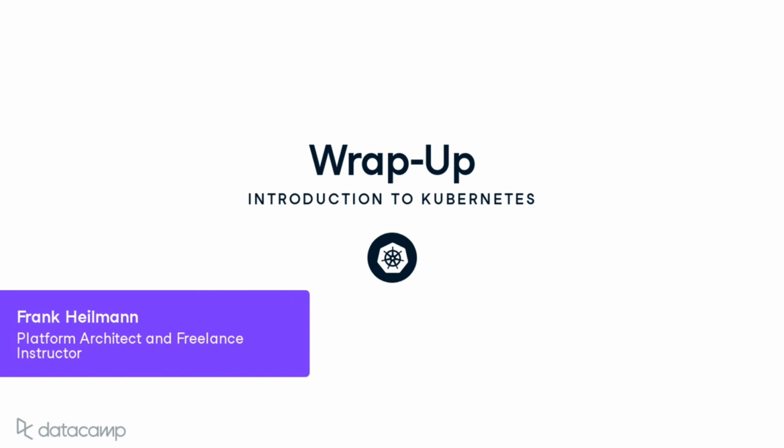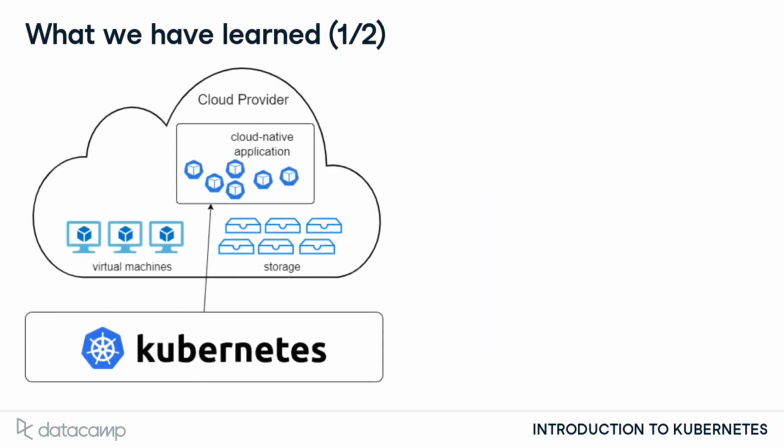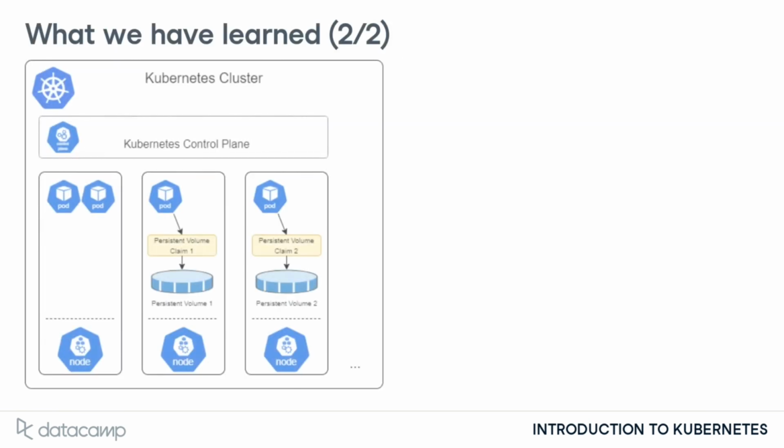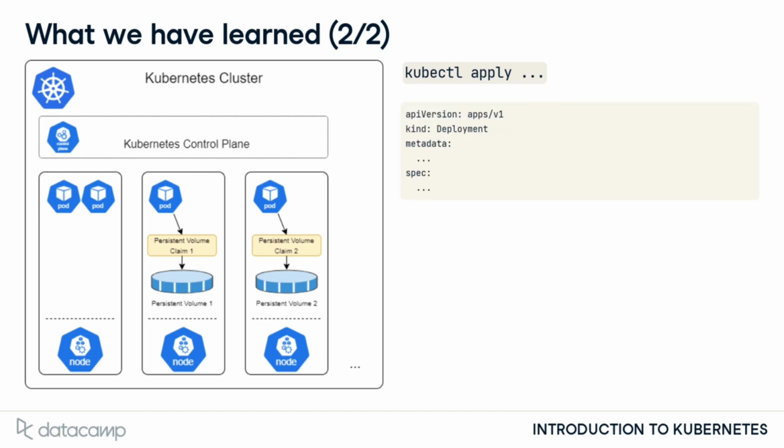Let's wrap up what we have covered in this course. We started with an introduction to Kubernetes, and we have learned why Kubernetes is a very good framework to develop true cloud-native applications. After that, we discussed the architecture of Kubernetes with the control plane, nodes, pods, and services. Then we discussed storage and learned about persistent volumes, volume claims, and storage classes. We learned how to use kubectl, the command line interface to Kubernetes, and had a detailed look into Kubernetes manifests.